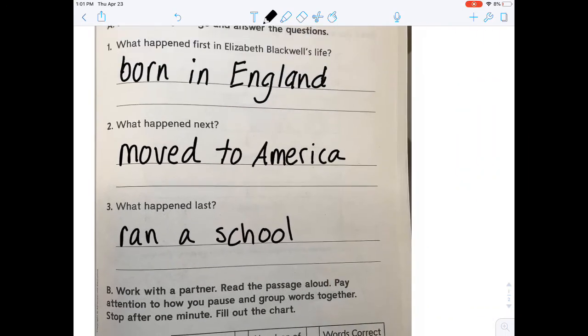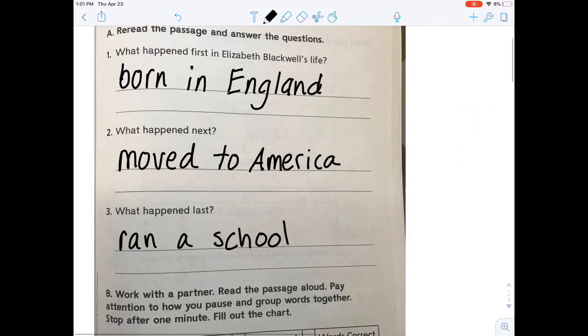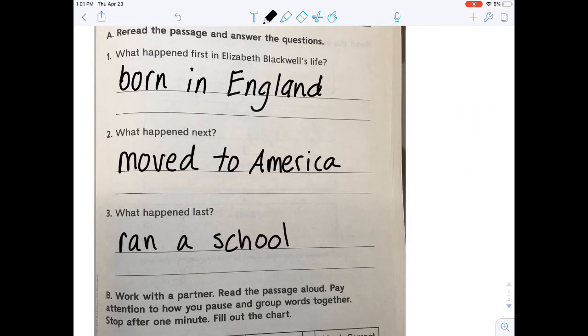And that's all. Nice work, second grade. We read a biography and filled in first, next, and last.